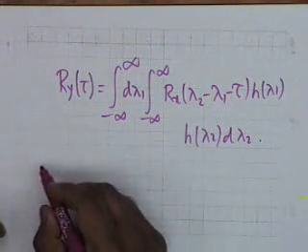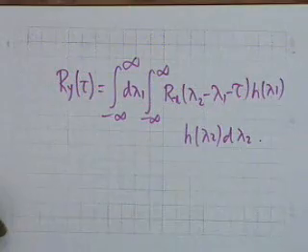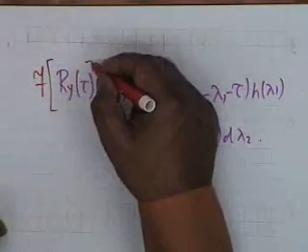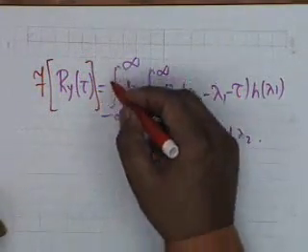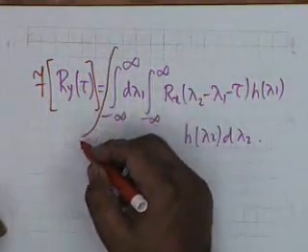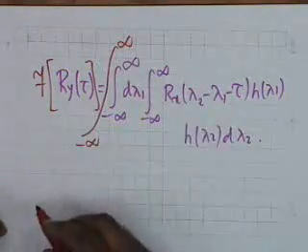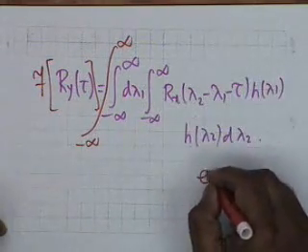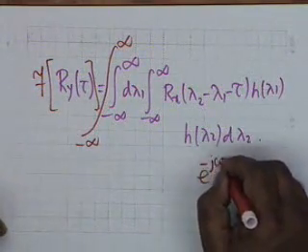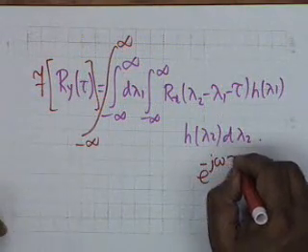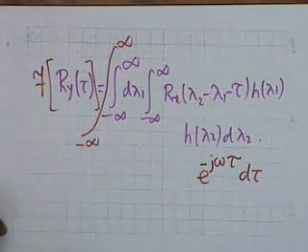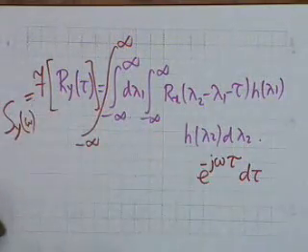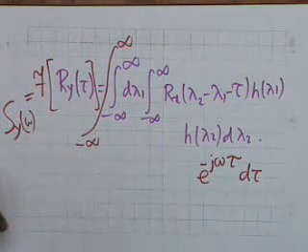Now, if I take the Fourier transform of this, let me use a different color. If I take the Fourier transform of this, what does it mean? It means that I use another integral from minus infinity to infinity, and I multiply by e to the minus j omega tau d tau, alright. This would be equal to Sy of omega. Now, let us see how we carry out this integration.